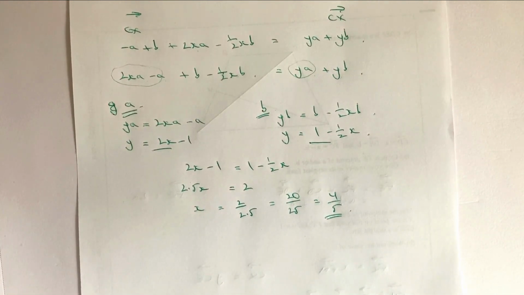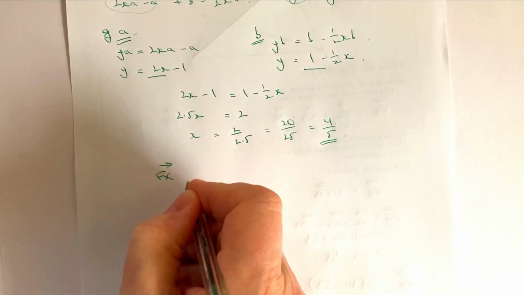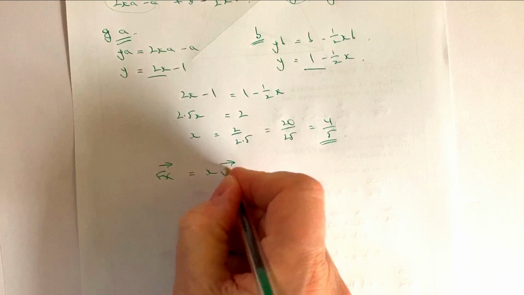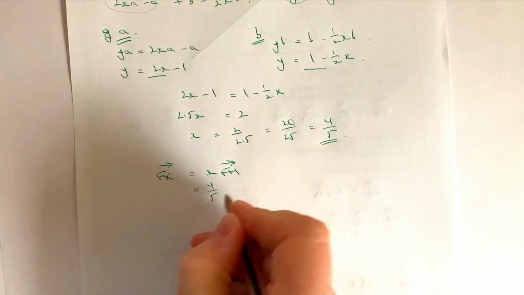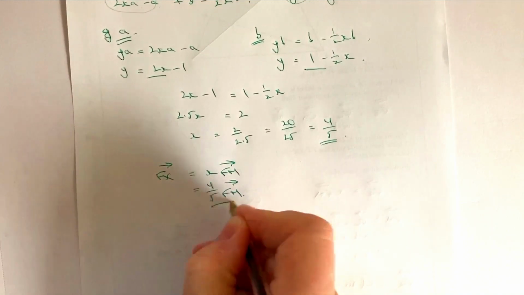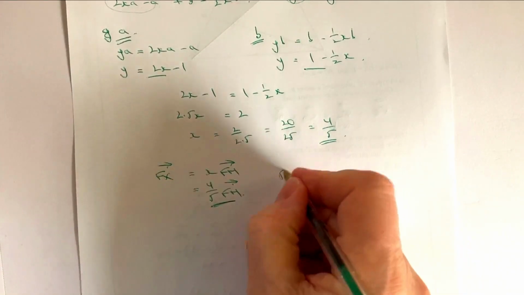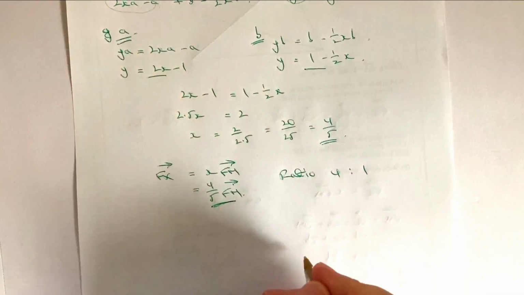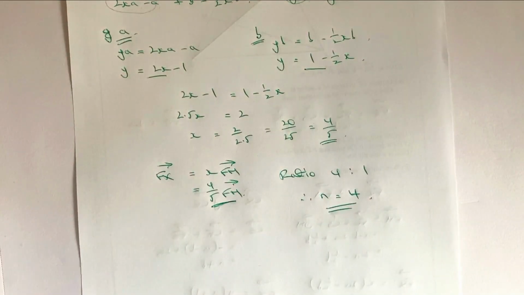So going back to all the work that we did before, we knew that the vector fx equals x times vector fm. Okay, well now finally we know that x is 4/5 of vector fm. And that's the bit of information we need, because then we can work out that the ratio therefore must be 4:1, and therefore n equals 4. Okay. My goodness me, that's quite a tricky question.